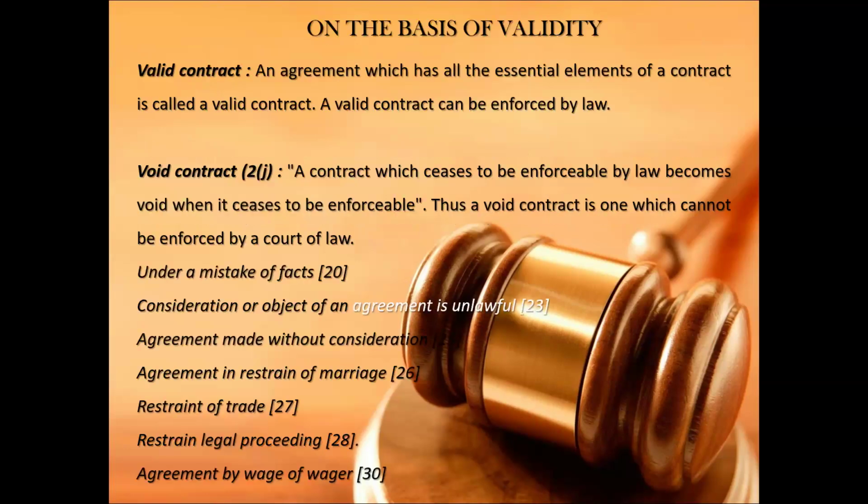So now, on the basis of validity, the first one is a valid contract. It's an agreement which has all the essential elements of a contract, and this can be enforced by law. Considering all the essential elements of a contract, at least two parties have to be involved, and in full consent they have to get into the business, not in a forceful manner, and not under any threat.